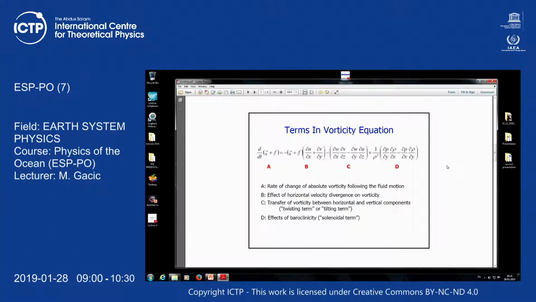Then we have this term here, which is the transfer of vorticity between horizontal and vertical components. So this is the vertical twisting or tilting term, if the water column is tilting or twisting. And then finally we have the effect of baroclinicity. That means we have the influence of the horizontal density and pressure gradient in the fluid. If there were no horizontal temperature and pressure gradient, this term is not present at all. So let's look at each term.